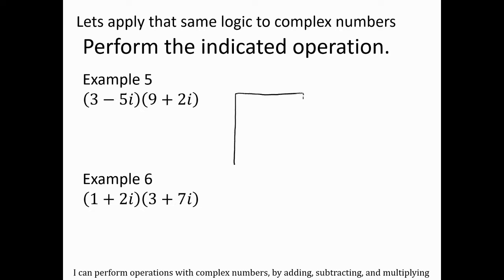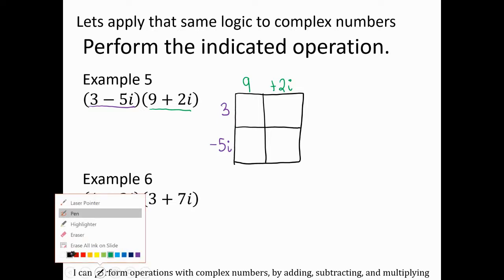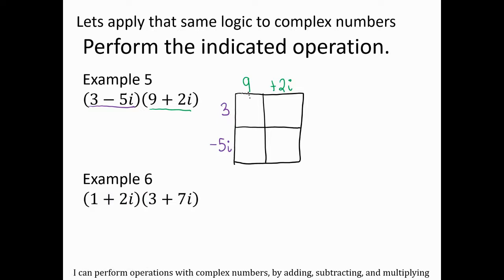We're going to take a box. And in that first parentheses, we're just going to write it here, 3 minus 5i. And then in this one, we're going to put on the top 9 plus 2i. And we're going to go ahead and multiply the length times the width to fill in the box. So 3 times 9 is 27. 3 times 2i is going to be a positive 6i. 9 times negative 5i is going to be a negative 45i.